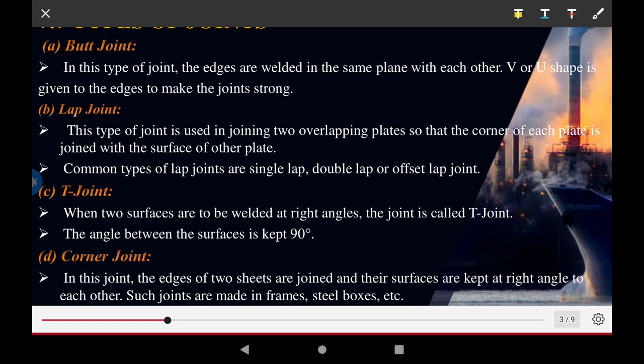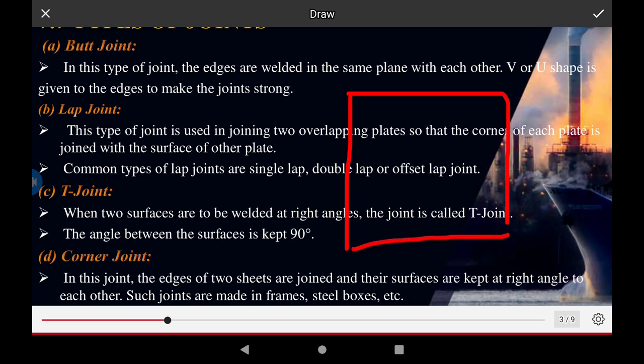Corner joint. In this joint, the edges of the two sheets are kept at a right angle to each other. Such a joint is made in the frame of a box, and this is the corner joint. All the joints here are at a right angle, 90 degrees. This is the corner joint.